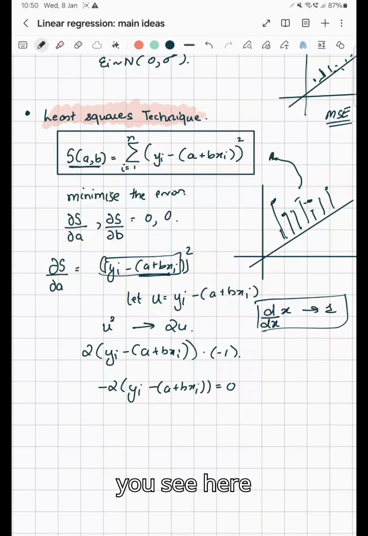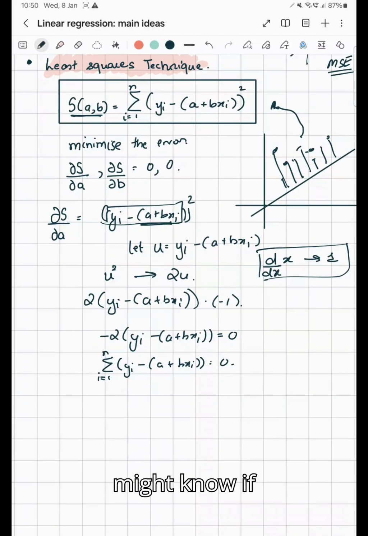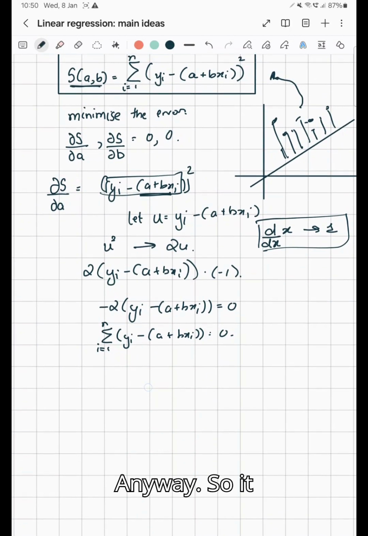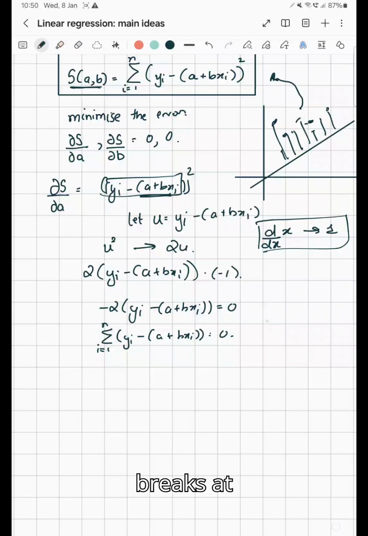Now if you see here, this can be removed because minus 2 is not equal to 0. So we can just divide both sides by minus 2, which yields us this expression. Thus, the sum of (yi minus a minus bxi) is equal to 0. Now if you know your sigmas, and everyone is a sigma here, sorry, that was a poor joke. Anyway, so it breaks over addition and subtraction.